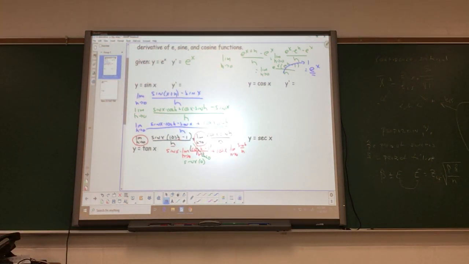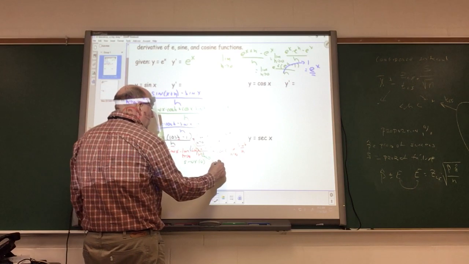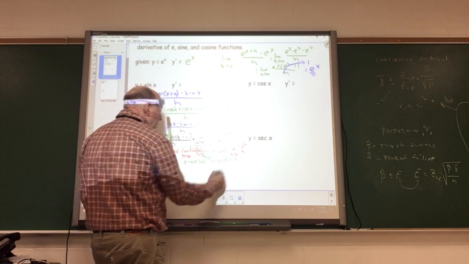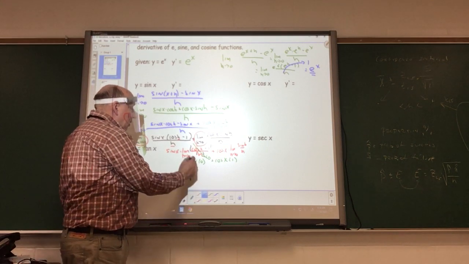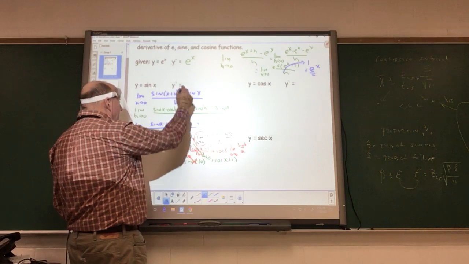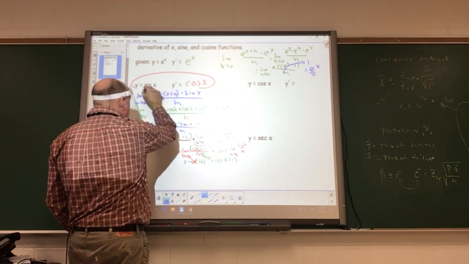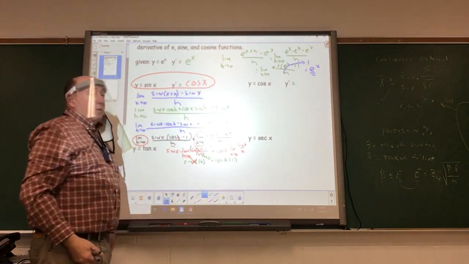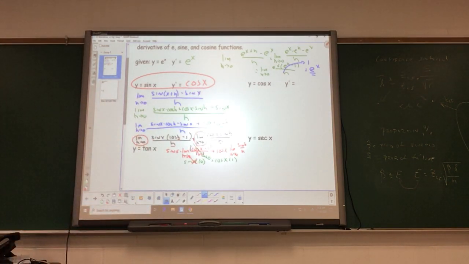We get closer to 1. So this is cosine of x times 1. Well, I got sine of x times 0, which cancels out to 0. Cosine of x times 1, which is just cosine of x. So you take the derivative of sine, you get cosine of x. The derivative of sine is the cosine of x.